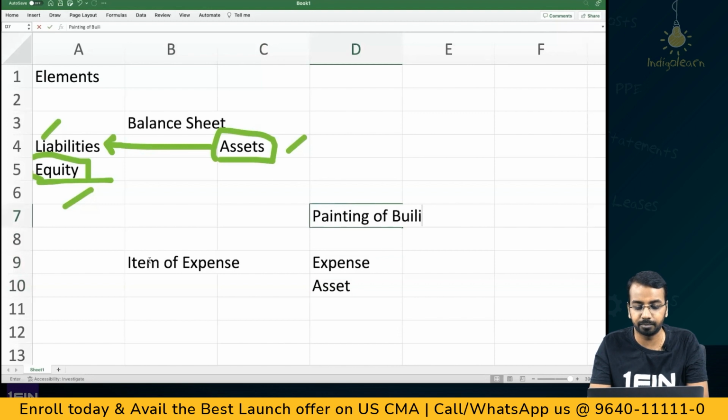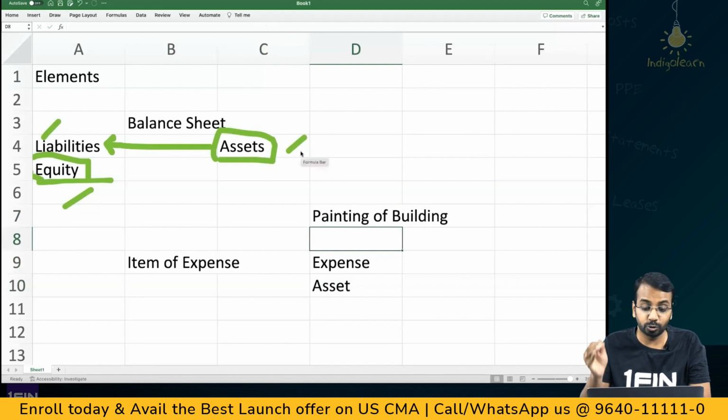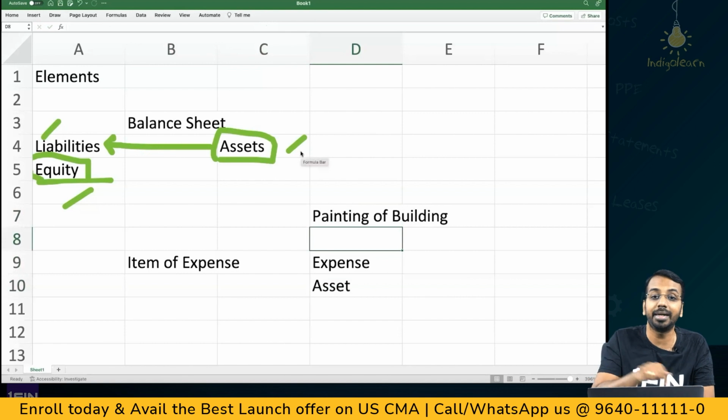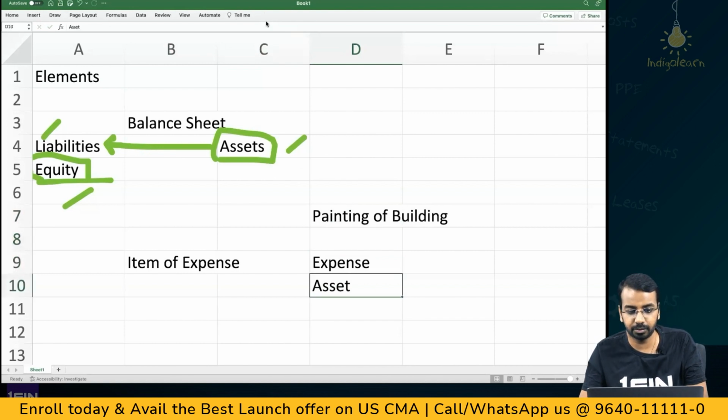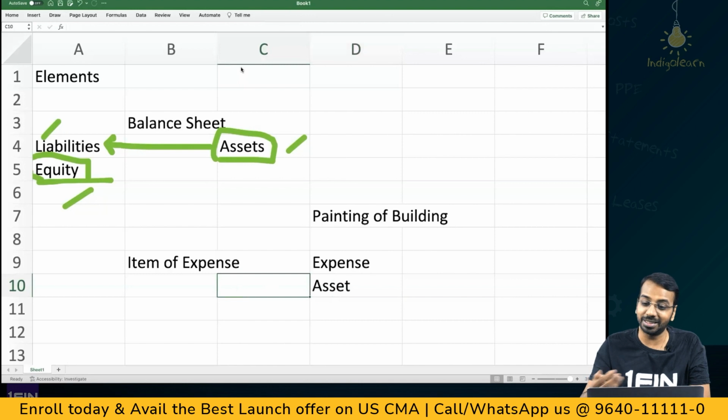Painting of building. Can you type the answer? As per you, should painting of building be treated as repair or should painting of building be treated as an asset? Okay, expense. Right. Now, the default thing that comes is expense.